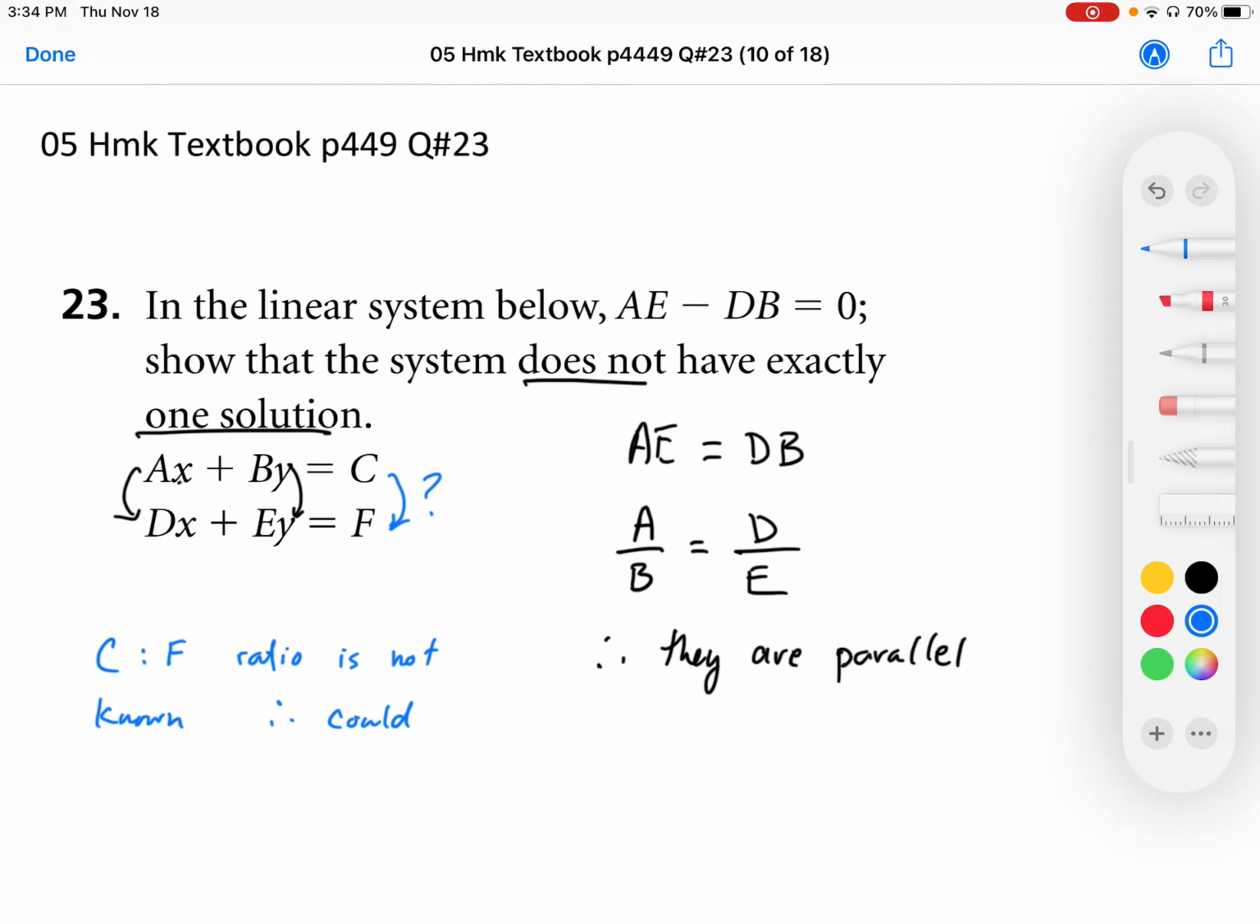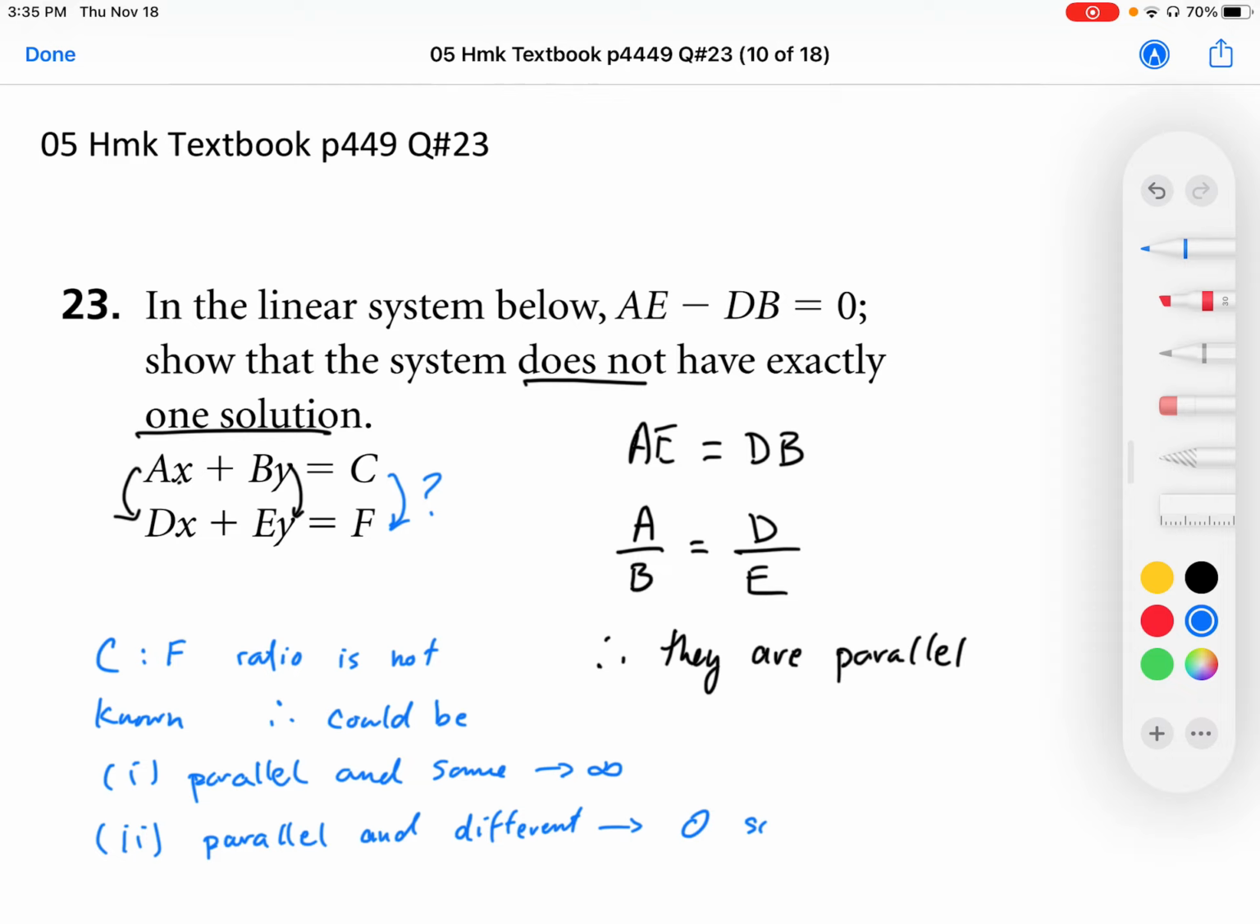Therefore, it could be one, parallel. They have to be parallel. Parallel and the same. That will give us infinite solutions. Or there could be another situation where they are parallel, because we know that they're parallel from the statement that we just proved, and different. That would give us 0 solutions.